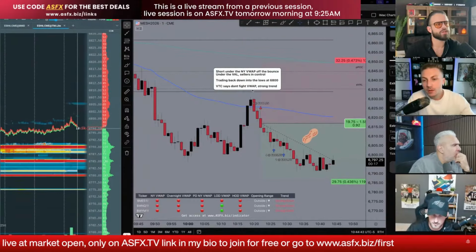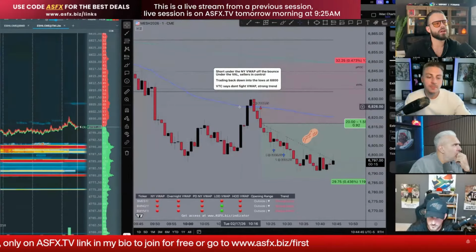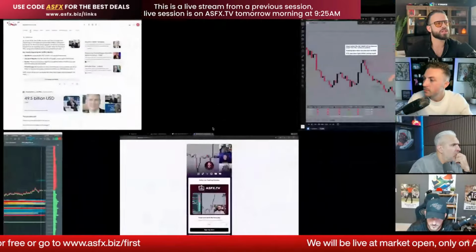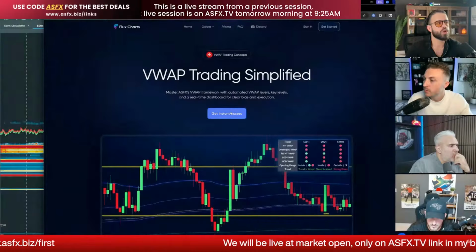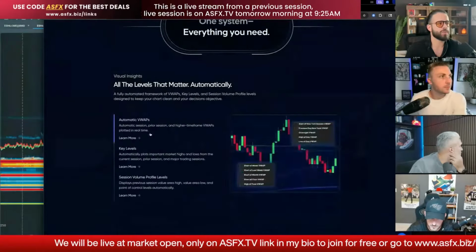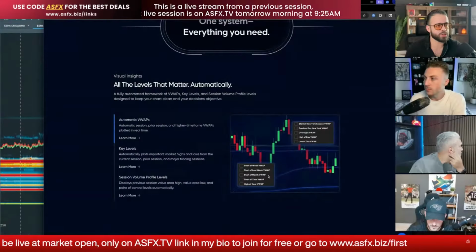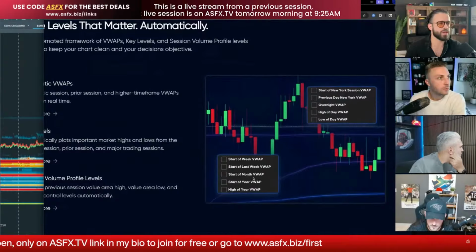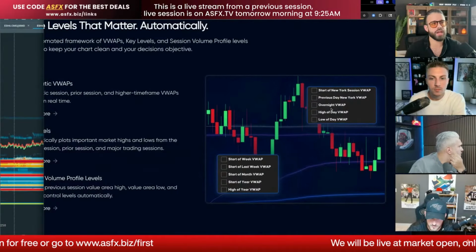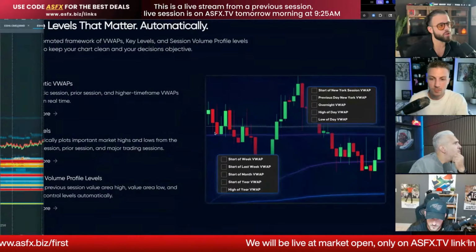So William, you're getting a couple of components. I think it's best explained on the website. If you go to asfx.biz/indicator, you'll see first is automatic VWAPs. You're getting the key VWAPs that you need: start of week, start of last week, start of month, a higher time frame, but also New York session, previous day, overnight, high of day, low of day. So you get all the VWAPs automated.